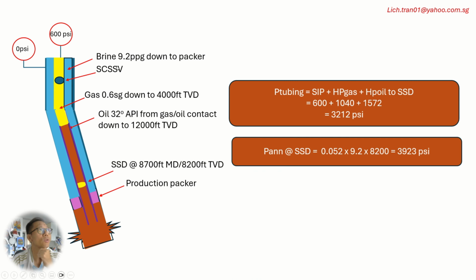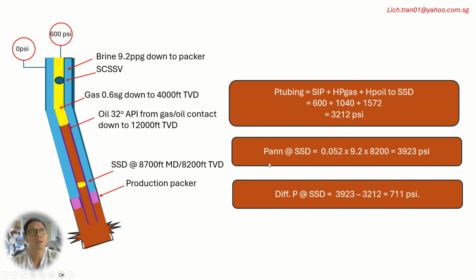Now you need to work out the pressure on the annulus across the SSD. It's simply the hydrostatic pressure of the brine, 9.2 ppg. Alright, apply this formula here, 0.052 times 9.2 times 8,200, you get 3,923 psi. Deduct the P tubing from the P annulus, you get the absolute differential figure of 711 psi.